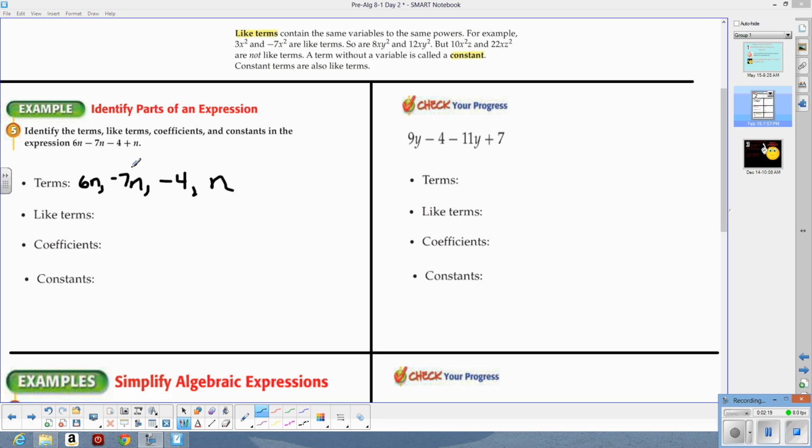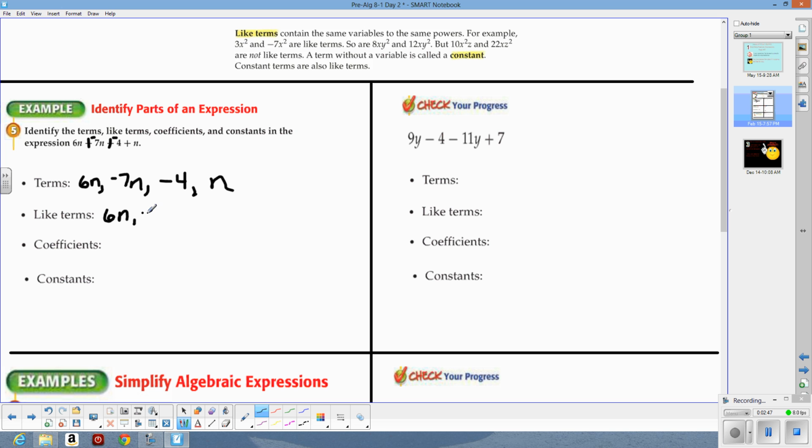Now the reason why I put a negative 7n and a negative 4 is because subtracting, remember, is like adding the opposite, or plus a negative. So that's really a negative 7n and a negative 4. Now the like terms are the terms that have the exact same variable part. So our like terms would be the 6n, the negative 7n, and the n.